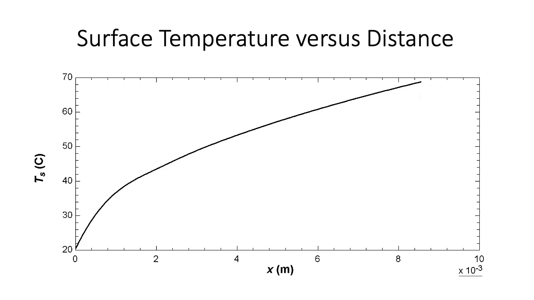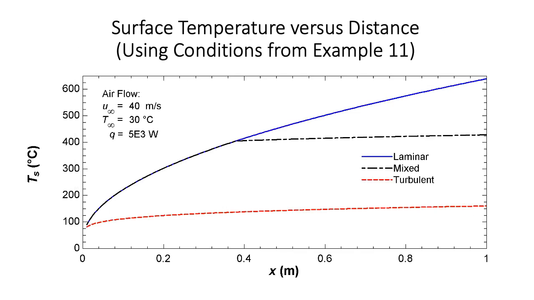In addition to these results for laminar flow, let us consider how surface temperature would change for turbulent flow. Because the Reynolds number is so low for this example, we will instead use the conditions from example 11 with a much higher velocity of 40 meters per second and plate length of 1 meter. Thus, the Reynolds number at the end of the plate is much higher and in fact just above transition.